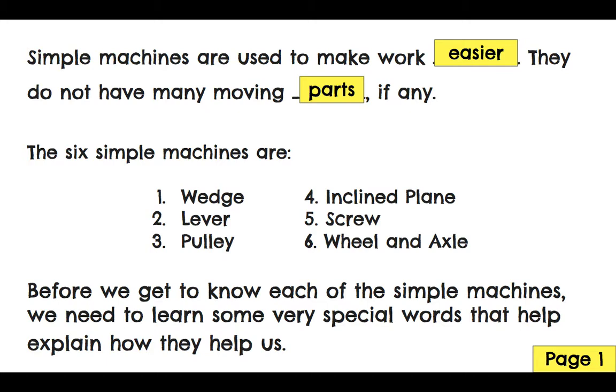I'm sure you've heard that word before. 3 is a pulley. You've probably heard that before too. In fact, the purpose of the pulley is actually in its name. It's used to pull things. So number 3 is a pulley. Number 4 is an inclined plane. Some people just call it an incline. Other people call it a ramp. We're going to call it an inclined plane. A plane is just a flat surface. An incline means going up or down.